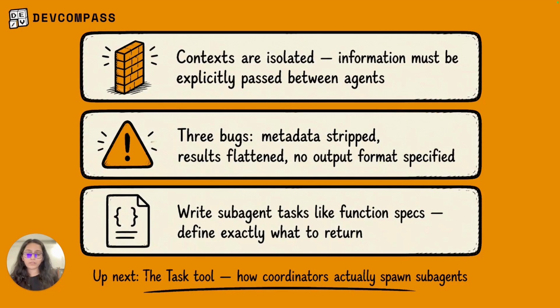The next video is going to get into the mechanics of how coordinators actually spawn those subagents. So you see, we are moving step by step. First, we realize we need a multi-agent system. Second, what issues can happen in multi-agent? And now that we know there's a coordinator and there are subagents, how does the whole mechanism work? The task tool, what it does, and how to use it correctly. So I will see you in the next one.